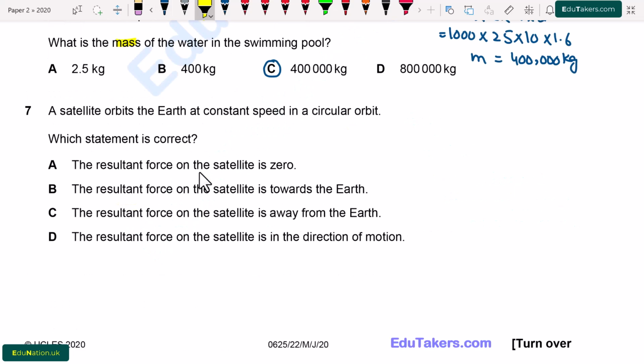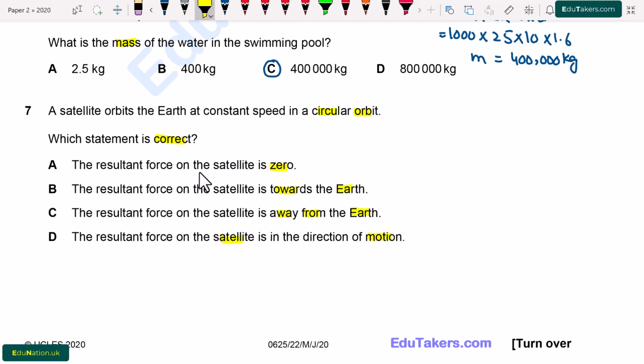Question number 7. A satellite orbits the earth at constant speed in a circular orbit. Which statement is correct? A. The resultant force on the satellite is 0. B. The resultant force on the satellite is towards the earth. C. The resultant force on the satellite is away from the earth. D. The resultant force on the satellite is in the direction of motion.